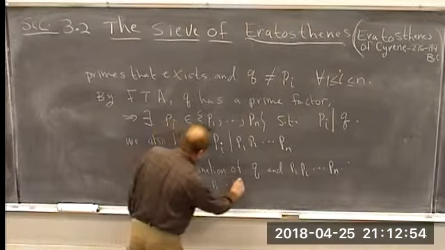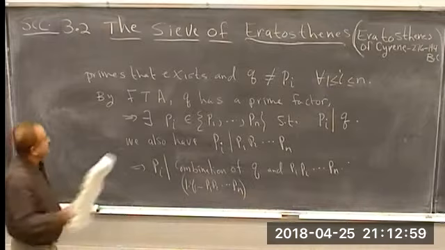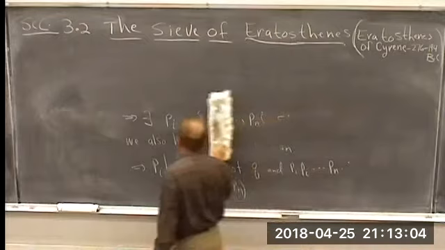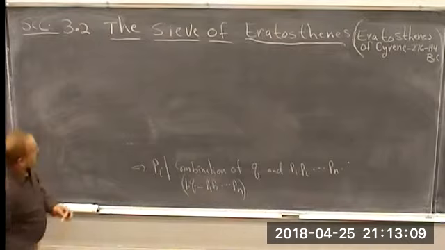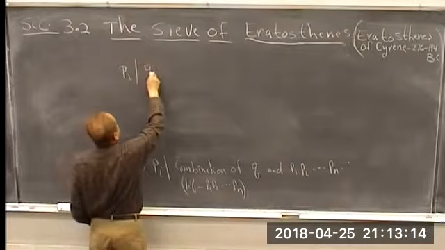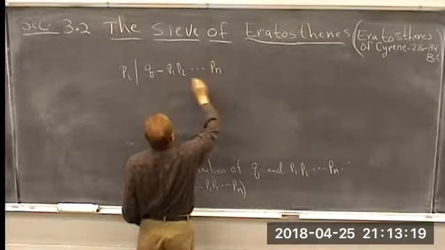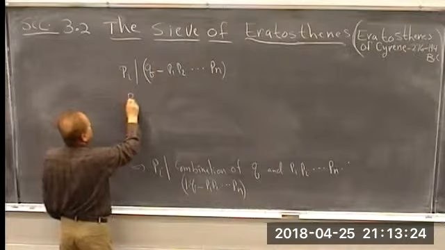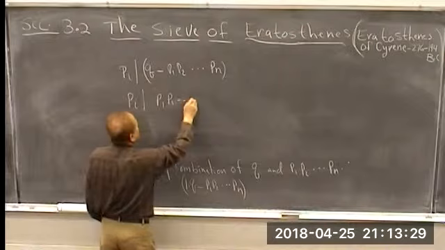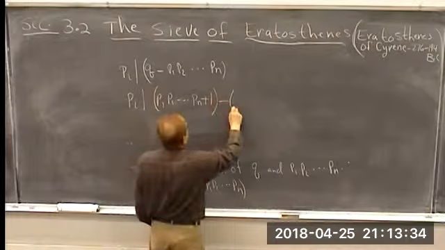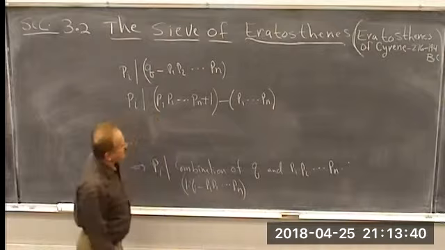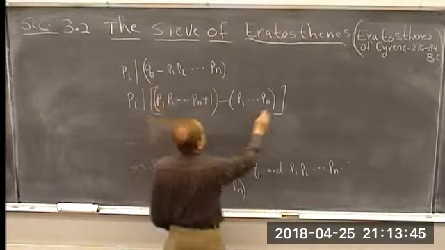So let me write this down in one place. This implies that P sub i is going to divide Q minus B1, B2, up to Bn. But what does this difference equal to? Well, Q is the product plus 1, minus the product B1 up to Bn. And this difference is equal to 1.